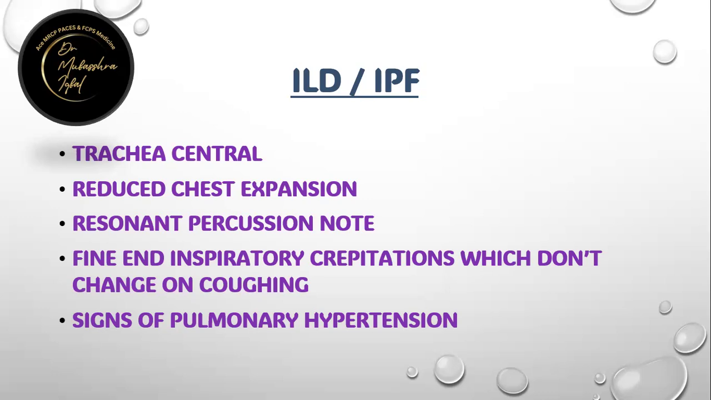Instead of telling the examiner on inspection this, on percussion this, on auscultation this, you can present your findings in this manner: on examination of the chest, in the lower part of the chest on both sides there is reduced chest expansion, percussion note is resonant. On auscultation there are fine end-inspiratory crepitations which do not change their character on coughing, and vocal resonance is equal, normal, and comparable on both sides. So in this manner you will just tell your positive findings, and after that tell any important negative if it is there.